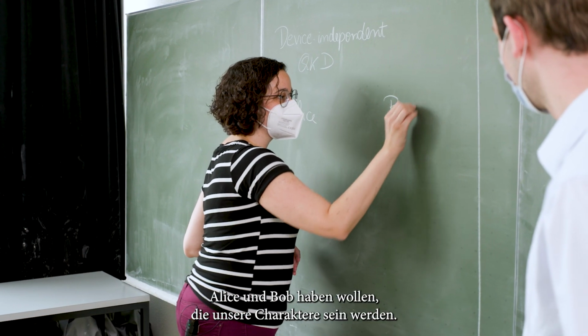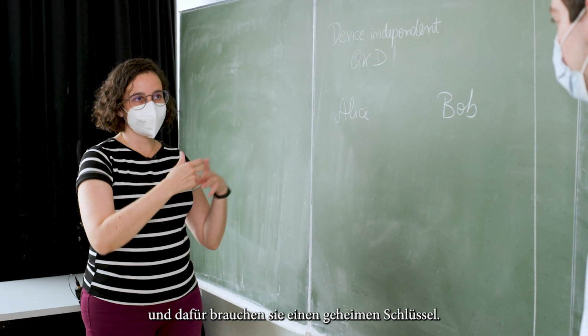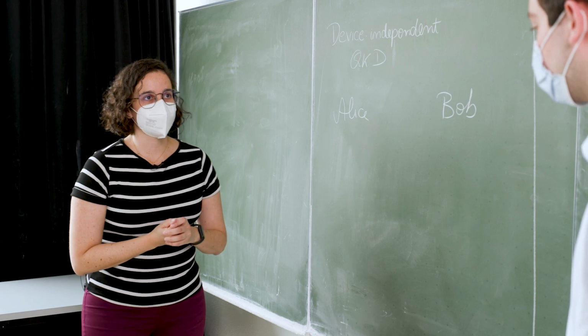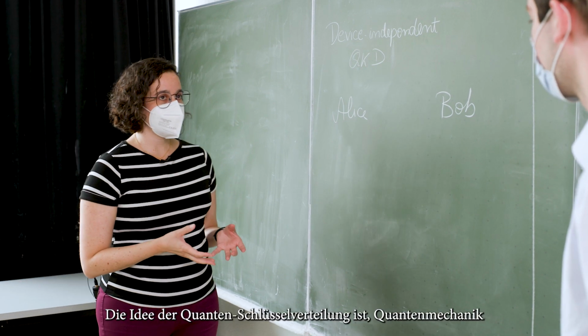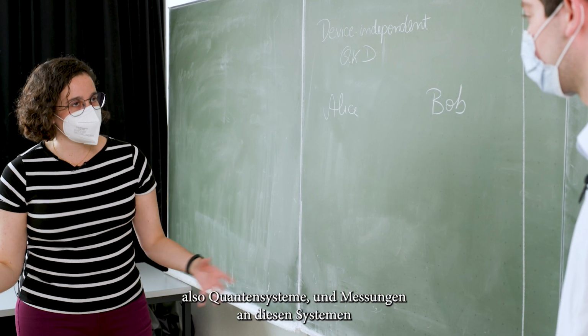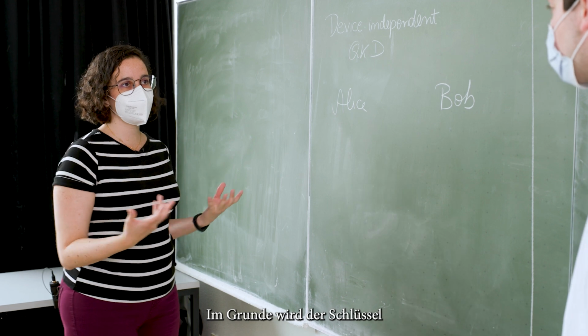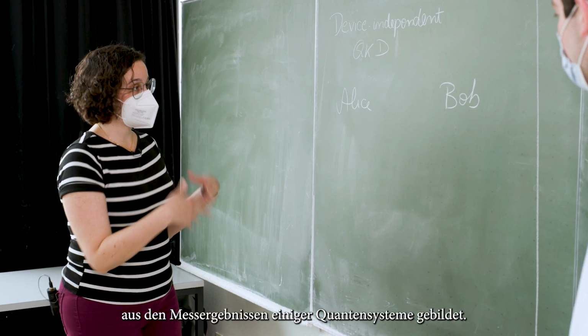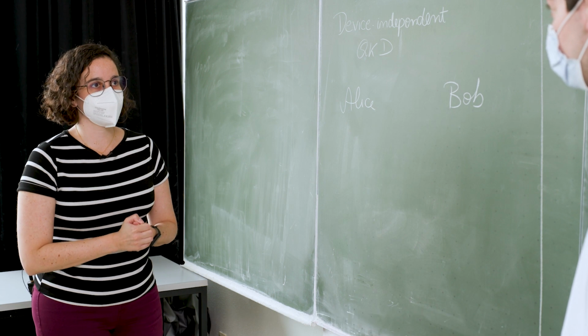always our characters. So Alice and Bob, they want to communicate secretly, and for that they need to establish a secret key. Okay? And the idea of quantum key distribution is to use quantum mechanics, so quantum systems, and make measurements on these systems in order to generate this key. So basically the key will be constituted by the measurement outcomes of some quantum experiment.